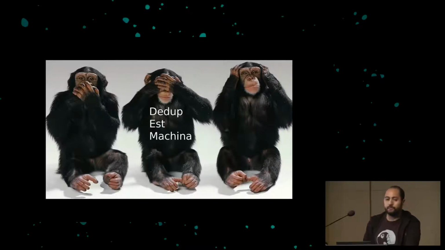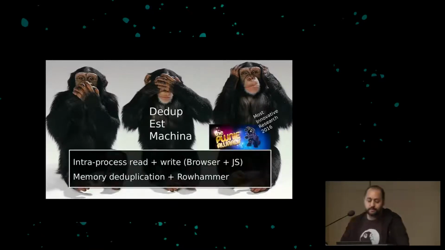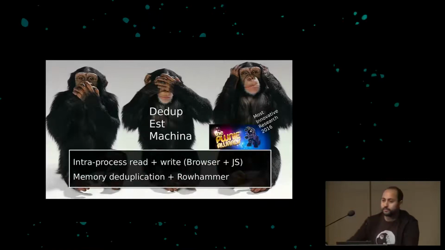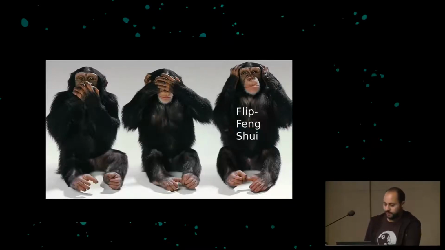We'll then show you Dedup Est Machina. This is an attack against a process, and actually got the Pwnie Award at this year's Black Hat for most innovative research. It relies on memory deduplication and Rowhammer, and basically it allows you to read and write through JavaScript in Edge without any software vulnerability. And then we're going to present Flip Feng Shui.